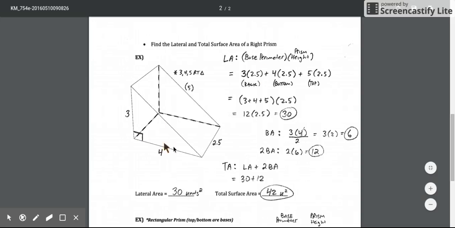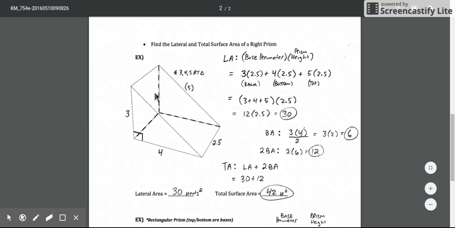If I want to find the bottom rectangular area, that would be 4 times 2.5. And then if I want to find the area of the top rectangle, that would be 5 times 2.5. Now where did we get this 5, this slanted length right here? Well, we can use the Pythagorean theorem to find that missing side of the triangle.